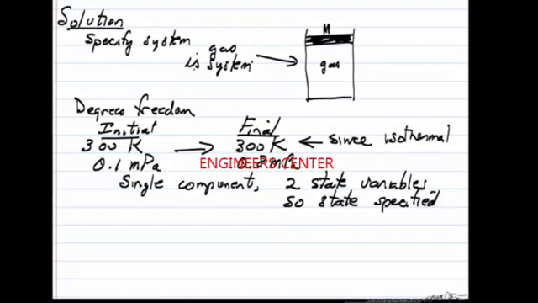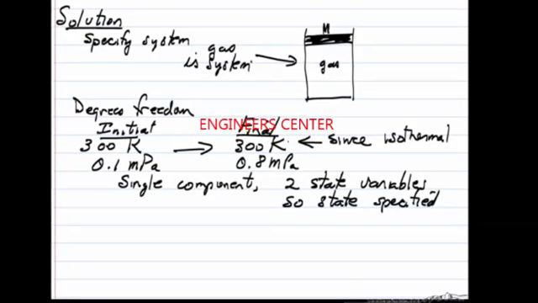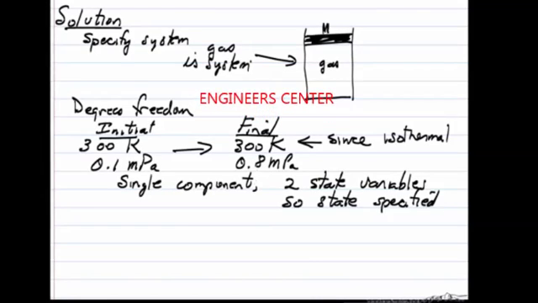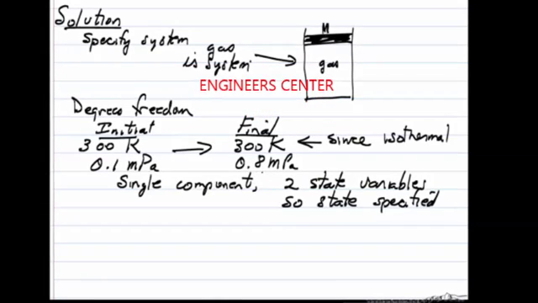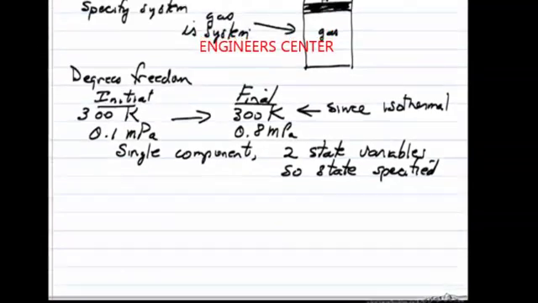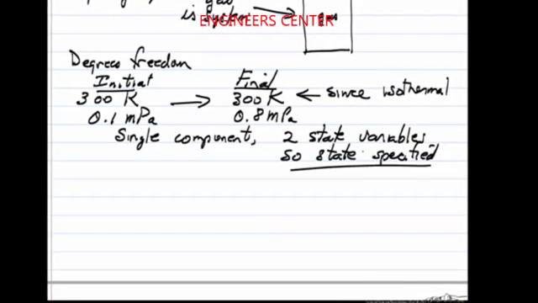Next, we look at the degrees of freedom. Initially, we're at 300 Kelvin, 1/10 of a megapascal. The final condition, since it's isothermal, is 300 Kelvin and 0.8 of a megapascal. Since it's a single component system, the phase rule says we only need 2 state variables to completely specify the system, so both states are specified.